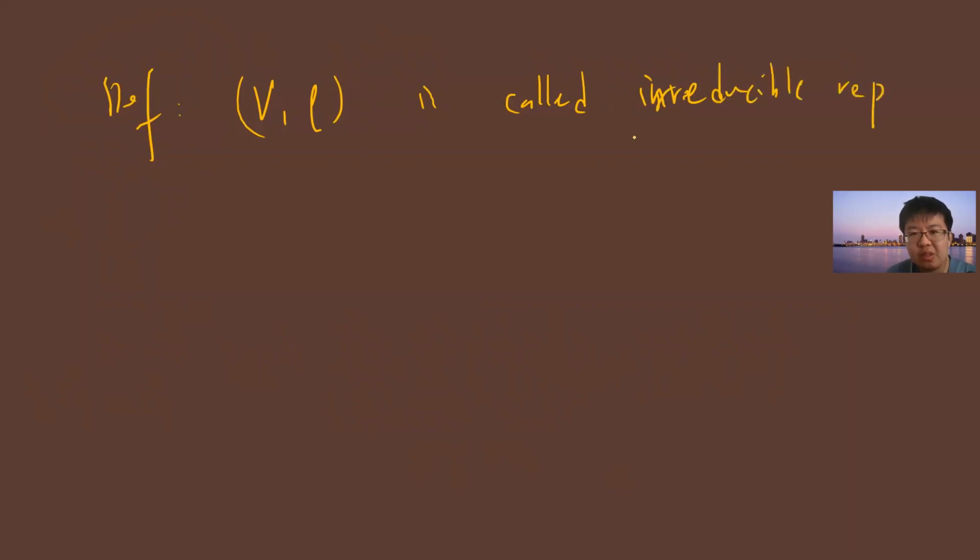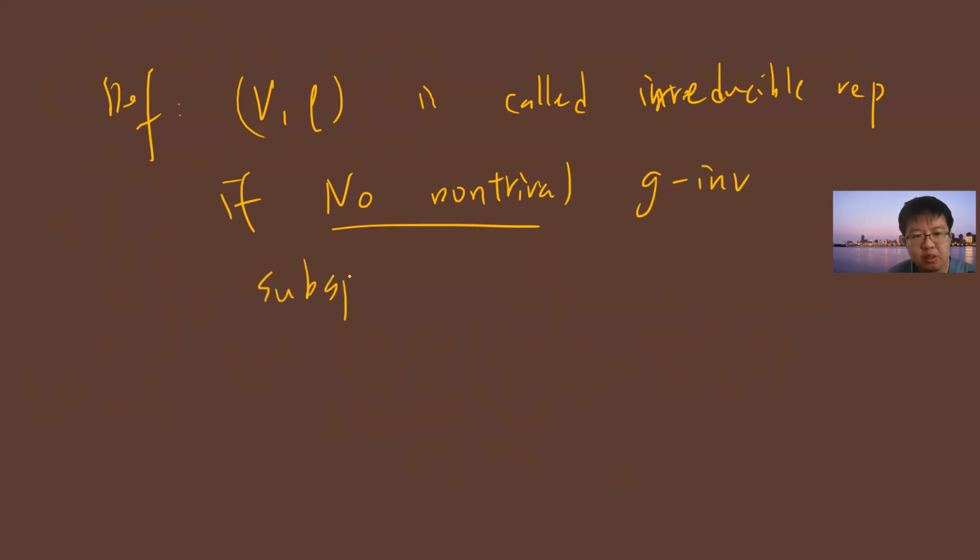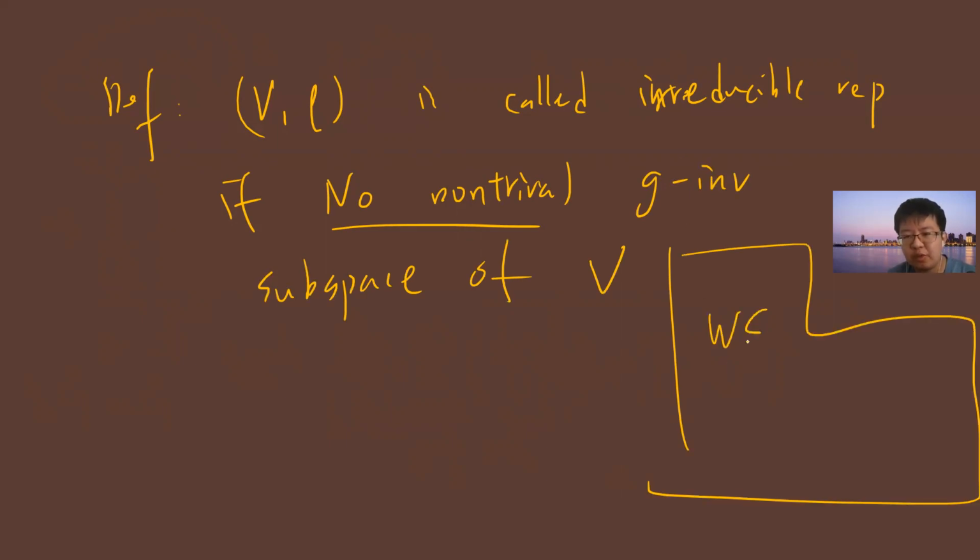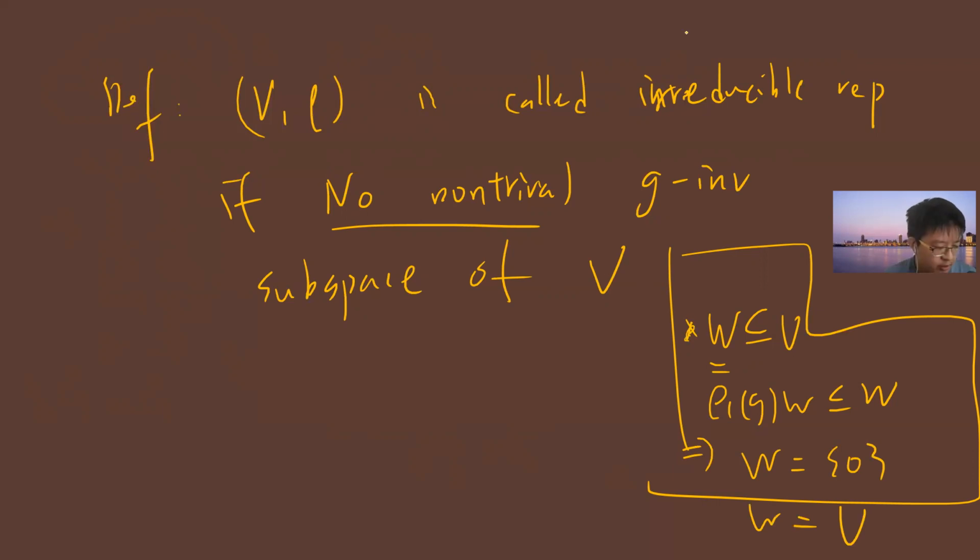So, definition: the rho is called an irreducible representation if there is no non-trivial G-invariant subspace of V. The sentence just says that if W is G-invariant, remember this means that for any G, rho 1 G fixes W, then W must be one of two things: trivial, or just V. So this is just the definition of an irreducible representation.